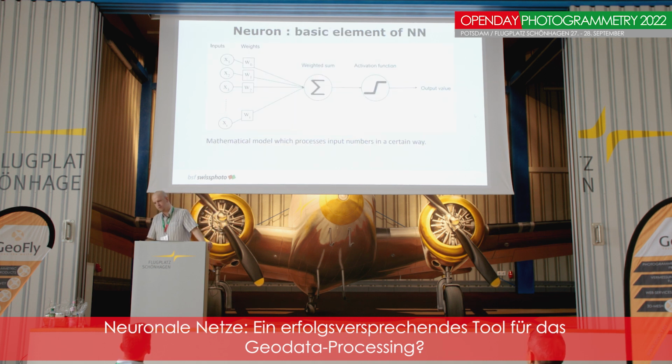Why is neural network called neural? It's because the basic element of the network is a neuron. It's a simple mathematical model which processes input numbers in a certain way. It takes inputs, some numbers or whatever, multiplies it with weights, and sums everything up. So getting a weighted sum, actually. Then applying activation function and sending all of it to the output.